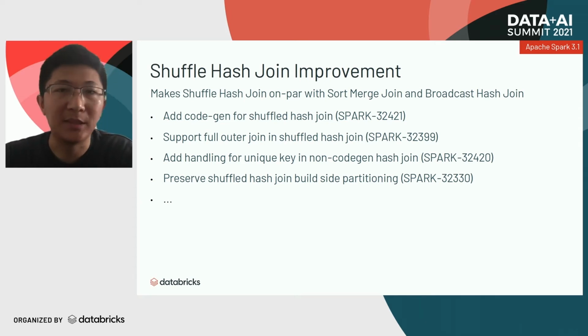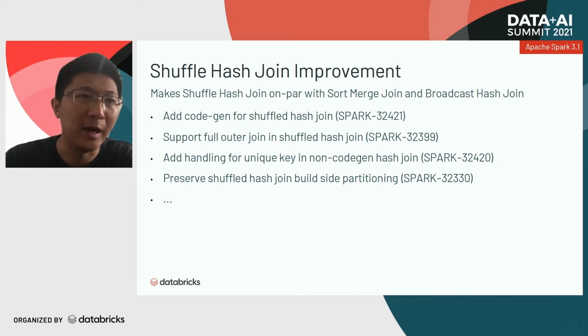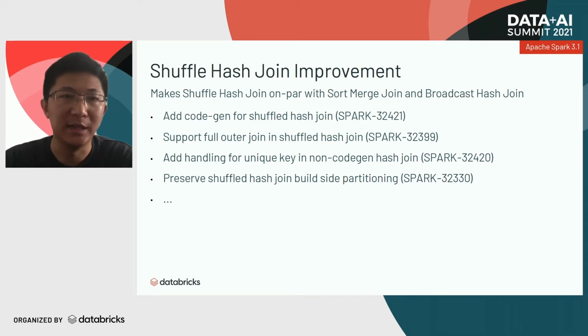However, because Spark never used the shuffled hash join by default, over these years we only added new features to the sort merge join, not the shuffled hash join. So in this release, we worked hard to make sure the shuffled hash join is on par with other join algorithms like the sort merge join and broadcast hash join. The work includes adding codegen for the shuffled hash join, supporting more join types, and handling unique keys with a fast code path for the shuffled hash join, and so on.